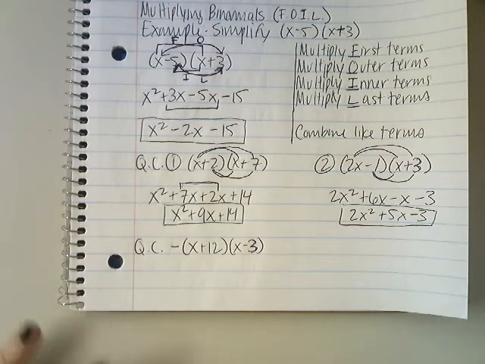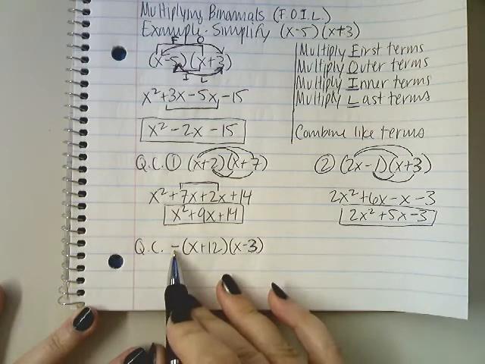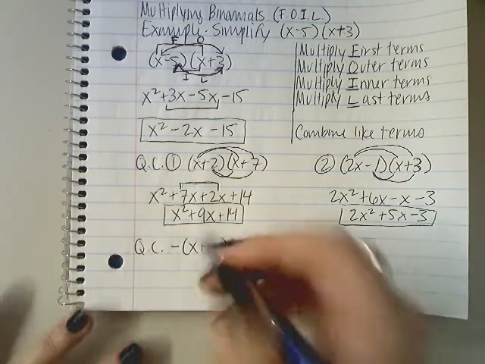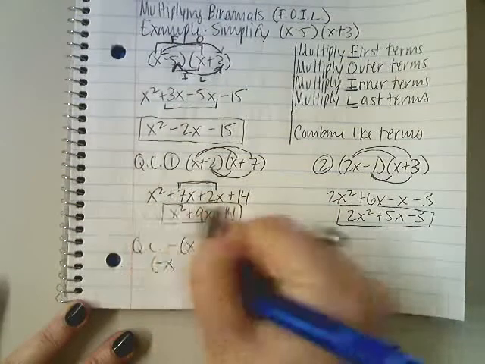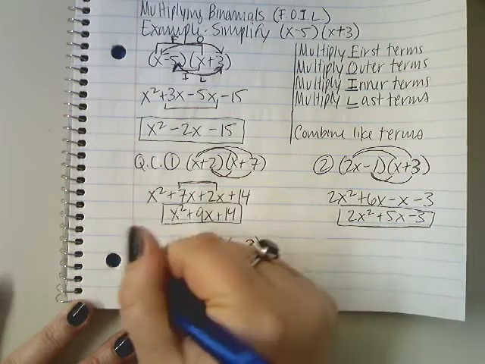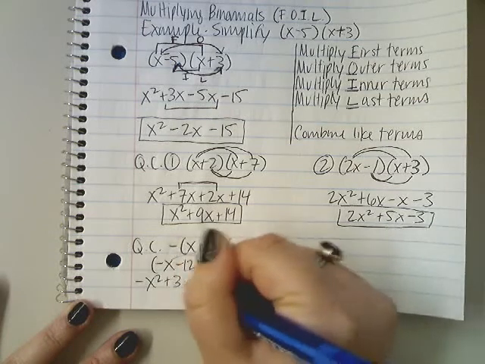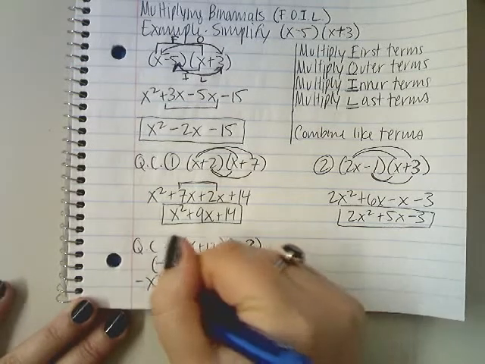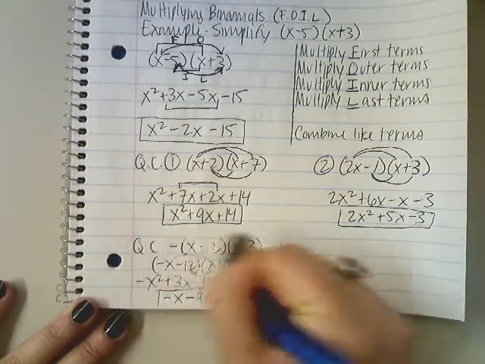So there's actually two ways you can do this. Our associative property of multiplication tells us it doesn't matter in what order we multiply this -1 or negative sign and these two binomials. So I could either distribute my negative first and get negative x minus 12 times x minus 3, and then distribute out with my FOIL method. So I get negative x squared plus 3x minus 12x plus 36, and then combine my like terms and I get negative x squared minus 9x plus 36. So that's one way you could do it.